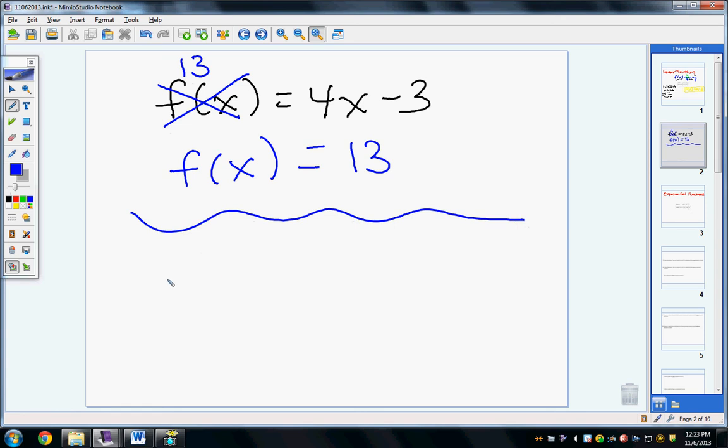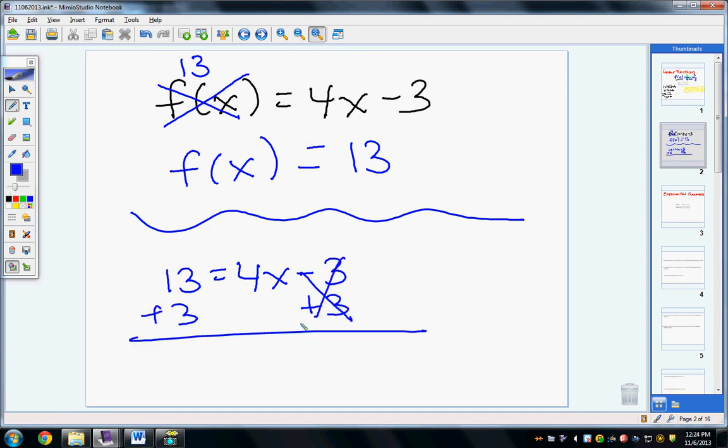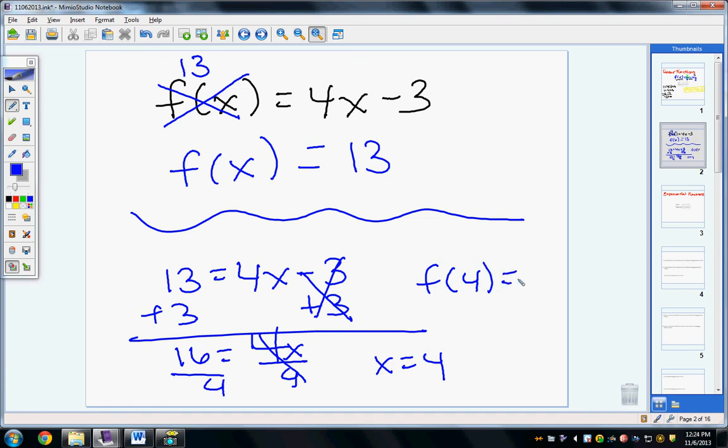So this means 13 is equal to 4x minus 3. So to solve it, I add 3 to both sides. So 16 is equal to 4x. Divide both sides by 4, and I get that x is 4. So what I've really found out is that f of 4 is 13. Okay, so if we know that f of x is 13, that means that f of 4 is 13. So that's the answer to that kind of problem, okay?